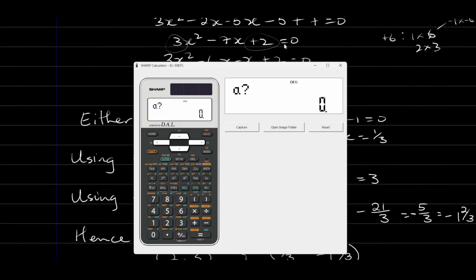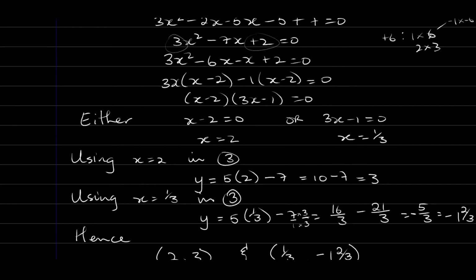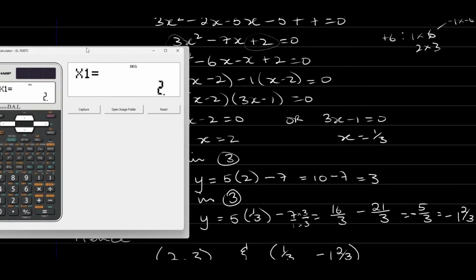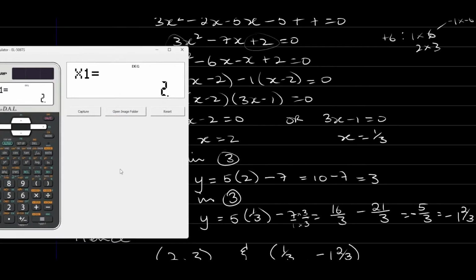Yeah, the a, the b, and the c here. So we have the a as the 3. Let me just point that out. We have a as 3, b as -7, and c as 2. So we just open that calculator back up. So a as 3, -7, and then 2, and then you get x1 as 2, which is what we have over here. So that's verified.